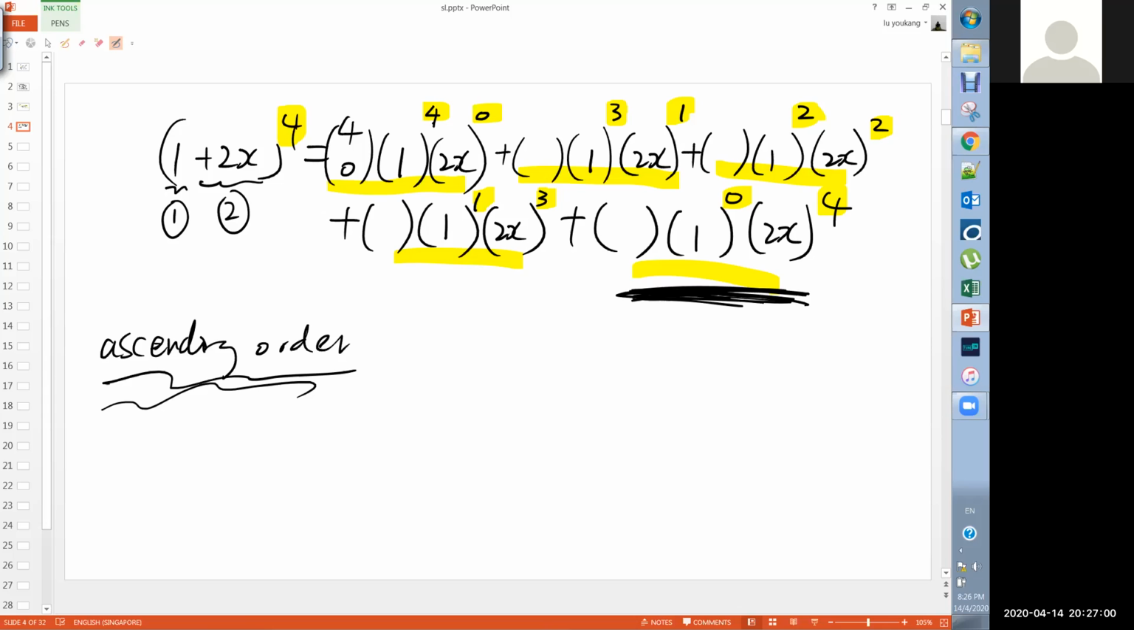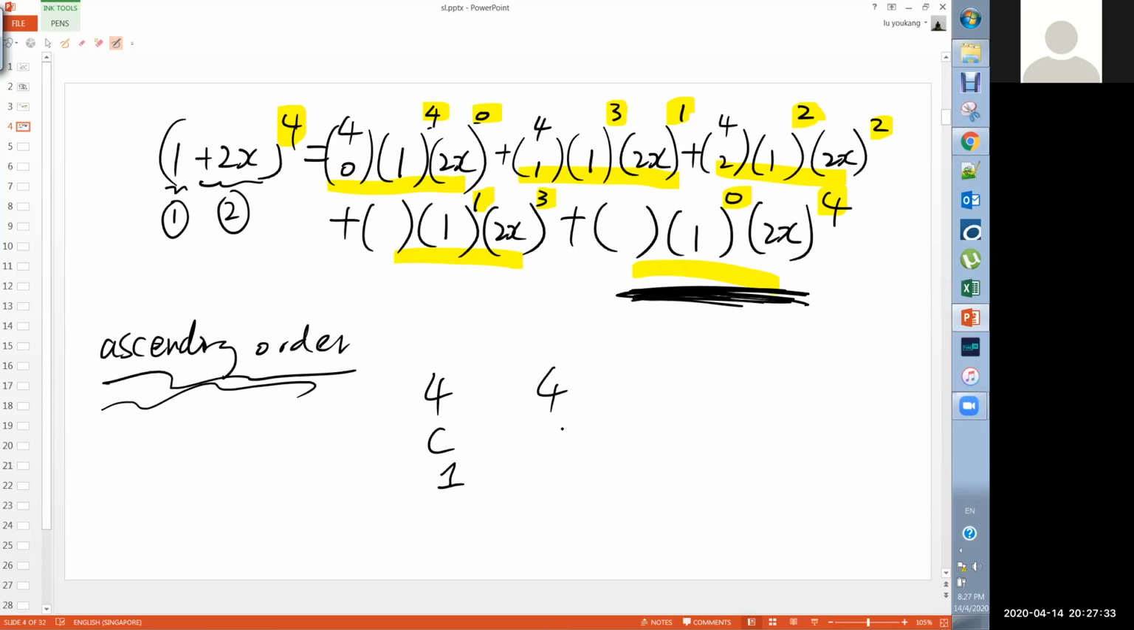4 0. Then this one is 3 1. This one is 2 2. Am I right? No, I'm wrong. I remember I made this mistake last time. I watched the video, so I remember very clearly. So this one should be what? 4 choose 0, this one should be 4 choose 1.